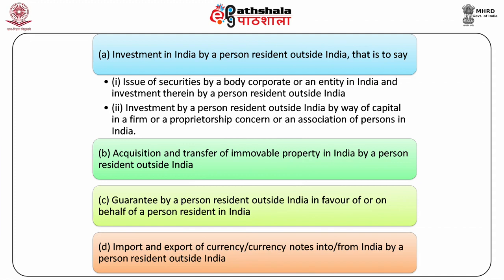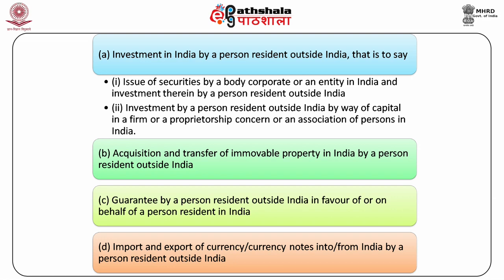Schedule 2nd specifies classes of capital account transactions of persons resident outside India, which are as under. A. Investment in India by a person resident outside India, that is to say, first, issue of securities by a body corporate or an entity in India and investment therein by a person resident outside India. Second, investment by a person resident outside India by way of capital in a firm or a proprietorship concern or an association of persons in India.